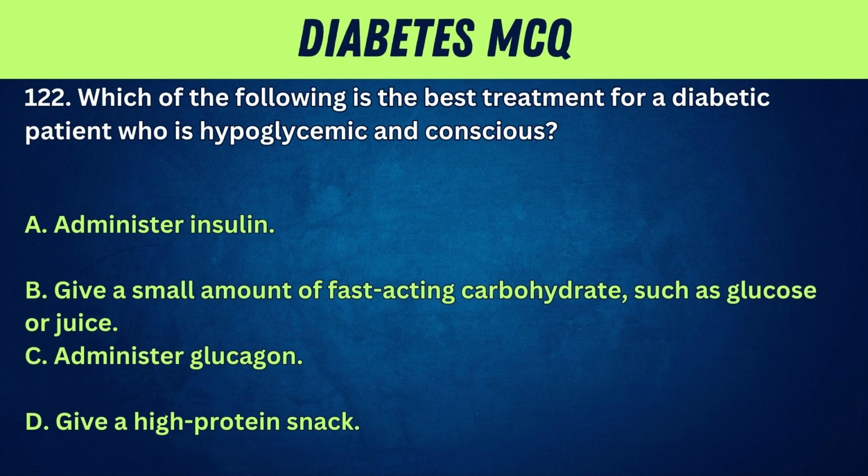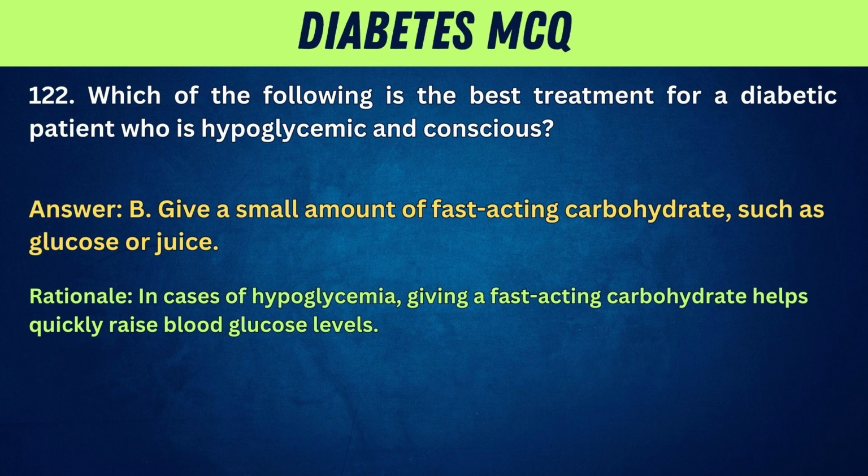122. Which of the following is the best treatment for a diabetic patient who is hypoglycemic and conscious? A. Administer insulin. B. Give a small amount of fast-acting carbohydrate, such as glucose or juice. C. Administer glucagon. D. Give a high-protein snack. Answer. B. Give a small amount of fast-acting carbohydrate, such as glucose or juice. Rationale. In cases of hypoglycemia, giving a fast-acting carbohydrate helps quickly raise blood glucose levels.